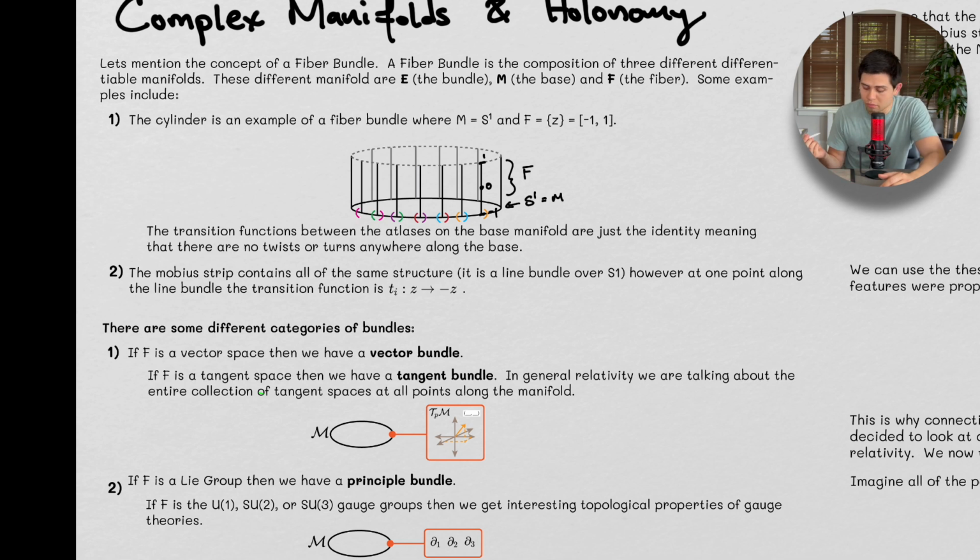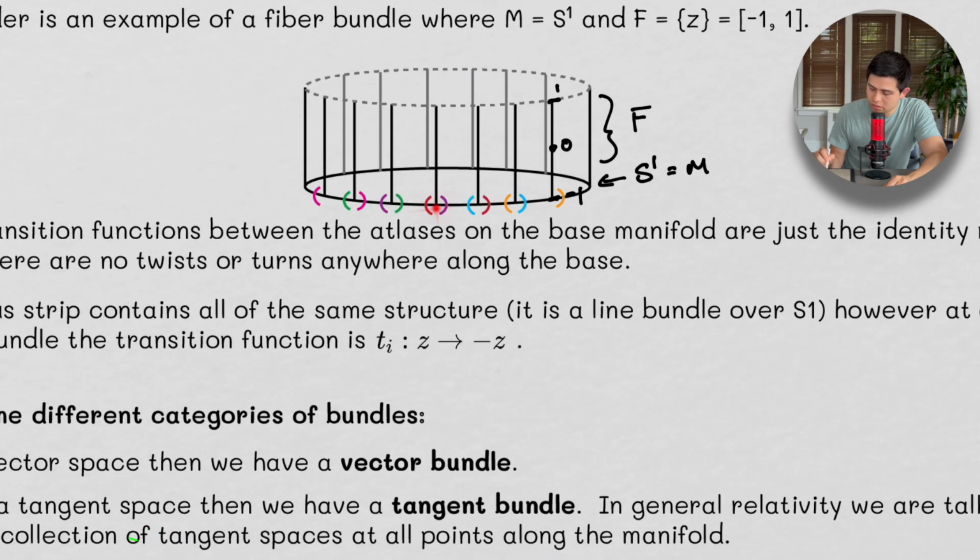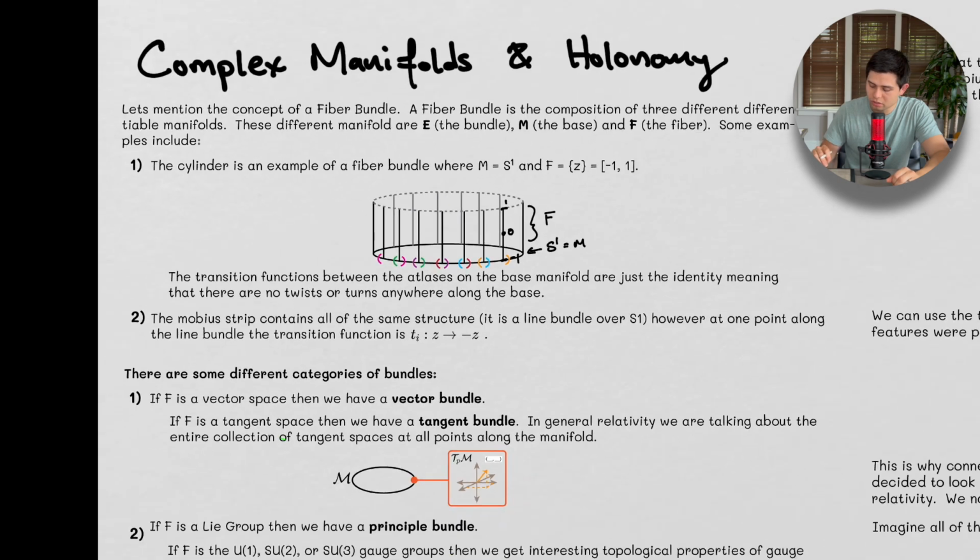However, we can consider a Mobius strip. A Mobius strip is another example here. It's a similar structure, right? The base manifold is S1, and F is the fiber. However, there's a difference. The difference here is that at one of the transition points, the transition function is z to -z. So there's a flip in the bundle. And that's what a Mobius strip is.